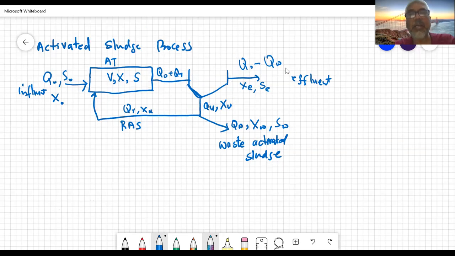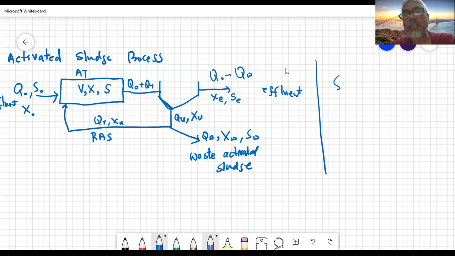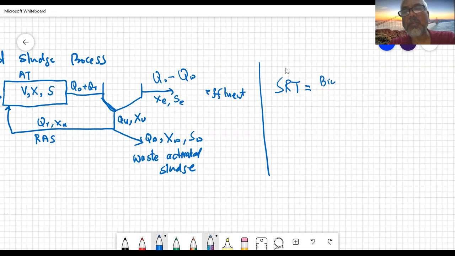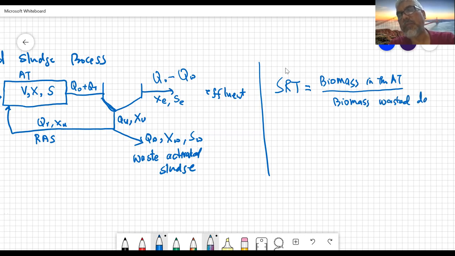In the last class I introduced the concept of sludge retention time, and I told you that sludge retention time is the time the biomass stays in the system, because biomass is recycled back in the system. As I told you, by definition it is the biomass in the aeration tank divided by the biomass wasted daily from this stream.